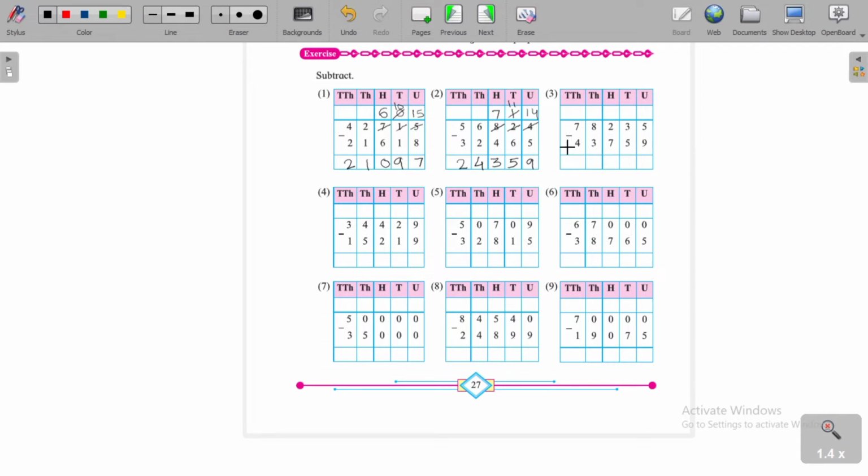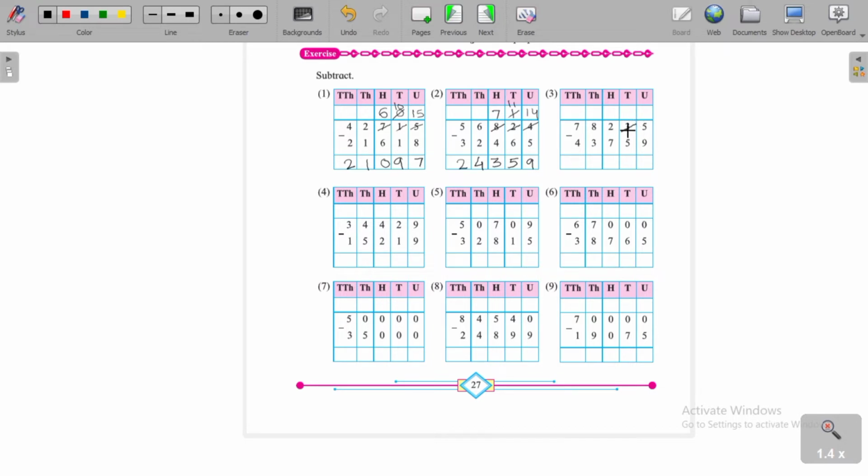Third, 78,235 minus 43,759. 5 minus 9. 9 is a bigger number. Hence, we cannot subtract 9 from 5. We need to borrow from tens place.